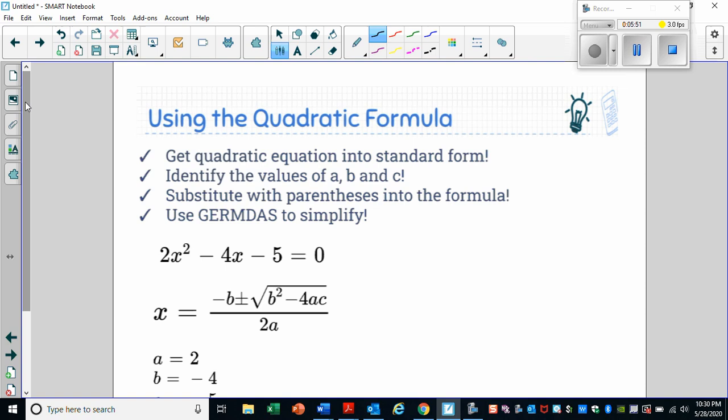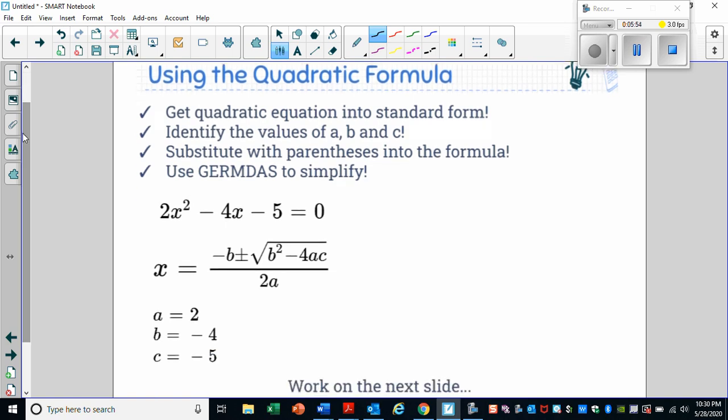So, using the quadratic formula, you will get your quadratic equation into standard form. There's our standard form: ax squared plus bx plus c. In this case, b is negative 4, and c is negative 5. Of course, I can't forget a is equal to 2. Know your ABCs. That's very important, especially for your quadratic formula: x equals negative b plus or minus the square root of b squared minus 4ac all over 2a.